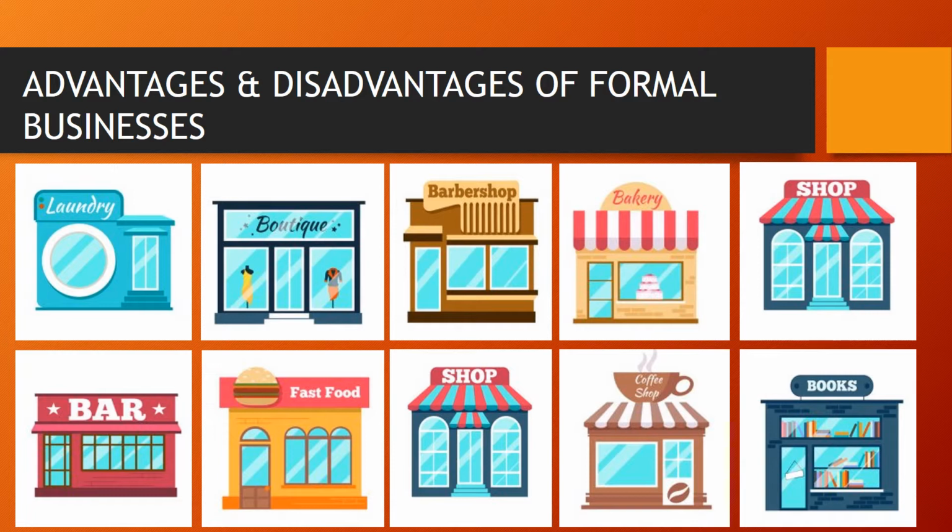Workers in the formal sector are protected by labor laws. Workers can belong to a trade union, protecting them from exploitation. Now we'll move on to disadvantages. More capital is needed to start a formal business. The business needs to be registered and comply with a lot of legal requirements. Proper records of all transactions need to be kept for tax purposes.